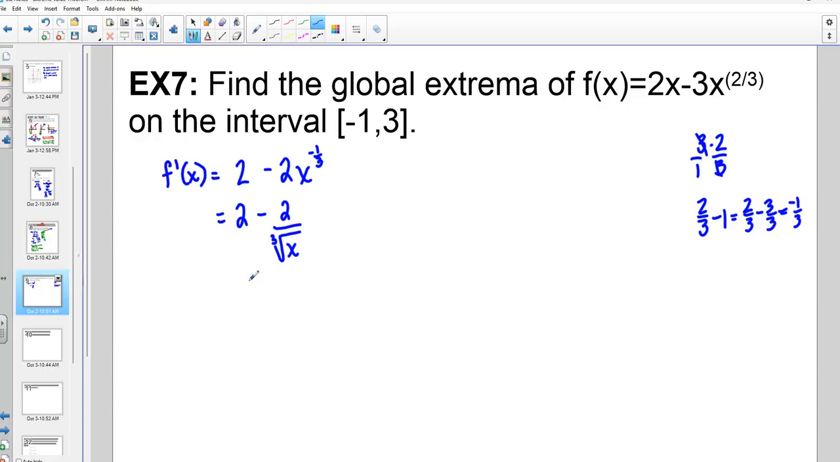It's up to you whether or not you want to get common denominators here. I think it might be a little easier if we get a common denominator. Right now, I don't have a denominator here, so I need to multiply by the cube root of x in the bottom, which means I've also got to multiply by the cube root of x in the top. So I can write this as 2 cube root of x minus 2 all over the cube root of x.